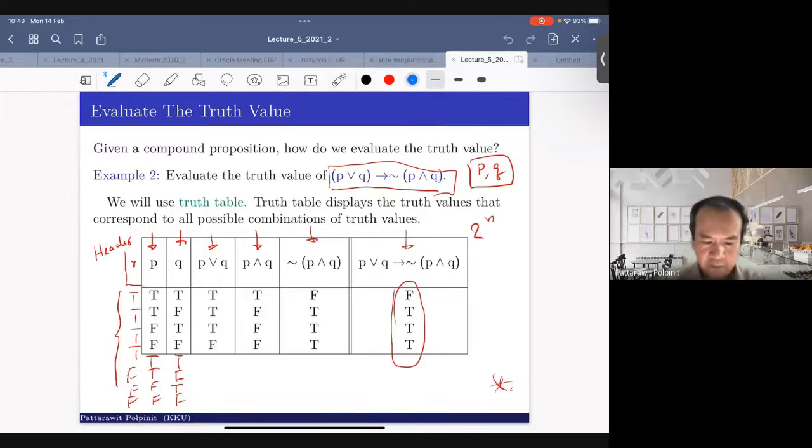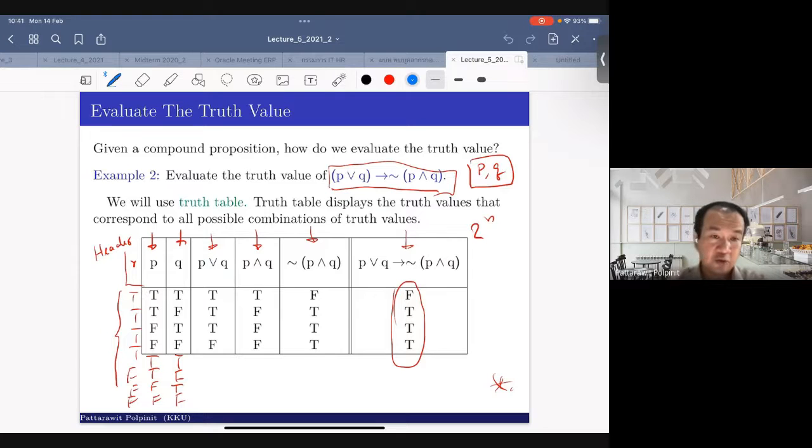โอเคนะครับ คราวที่แล้วนะครับ we have discussed about how to evaluate the truth value นะครับ. I think I've given you a preview of how you can evaluate the truth value, right? So given a propositional statement or a proposition, you should be able to determine what's the truth value of that proposition. Okay, so there are two main approaches that you can use.